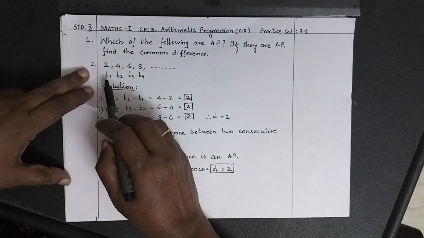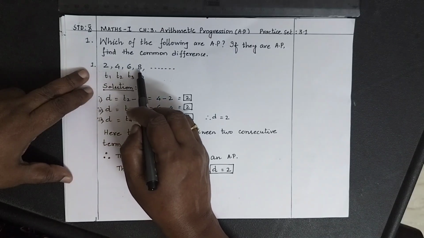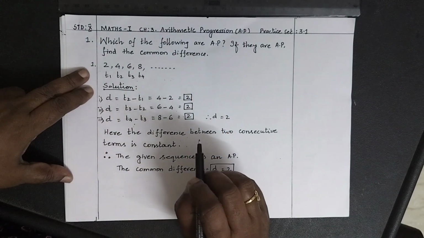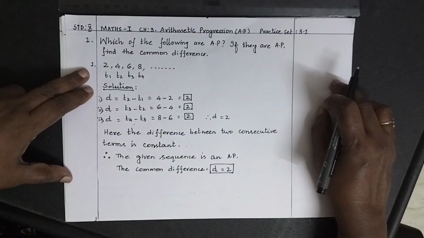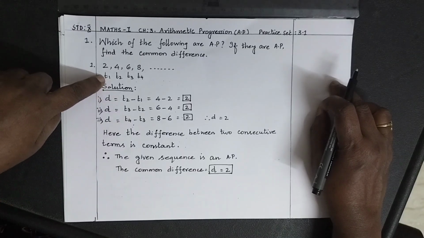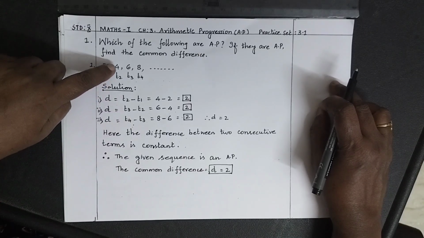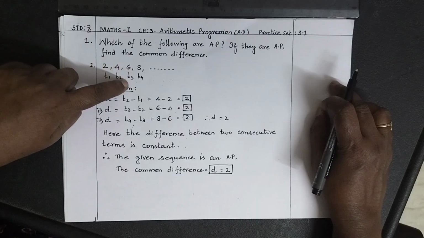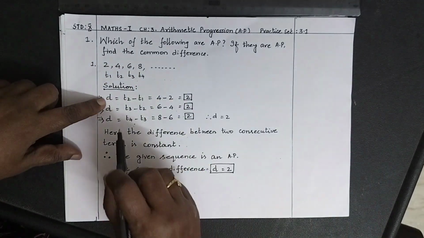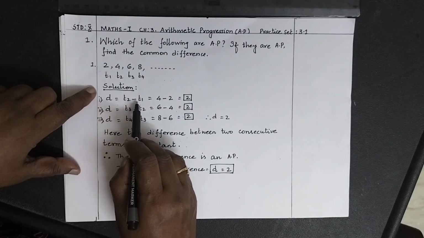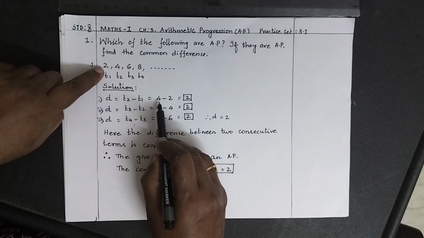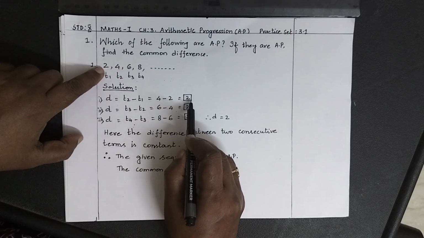The first sum is 2, 4, 6, 8, etc. This is the given sequence. We have to find out whether it is an AP or not. So let us represent the terms as T1, T2, T3, T4. Now let us write the formula D is equal to T2 minus T1. T2 is 4, T1 is 2, which is equal to 2.